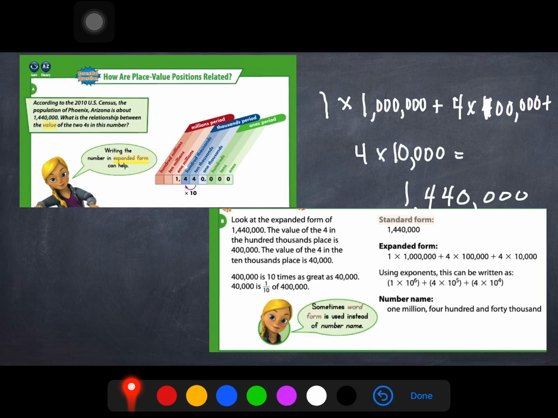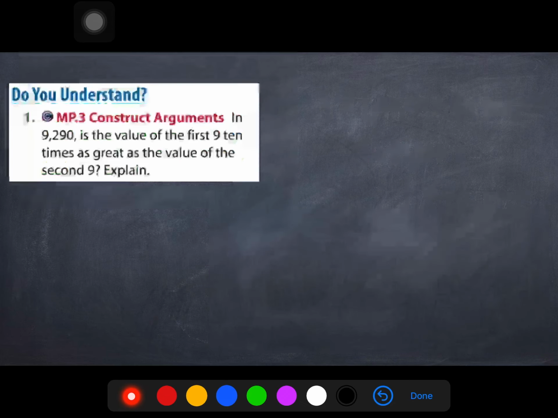And the number name or word form is 1,440,000. Actually, I would not put the word and in there personally. I would just say 1,440,000 because the word and implies that there is a decimal point. So it's 1,440,000. Do you understand me? Well, let's check.